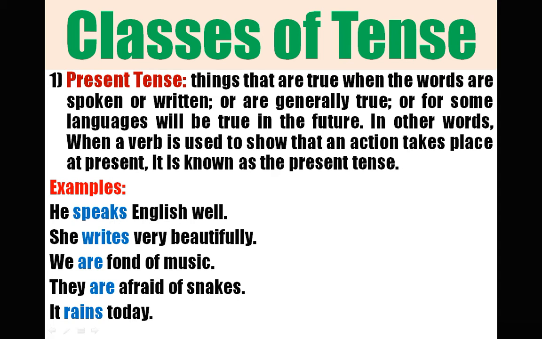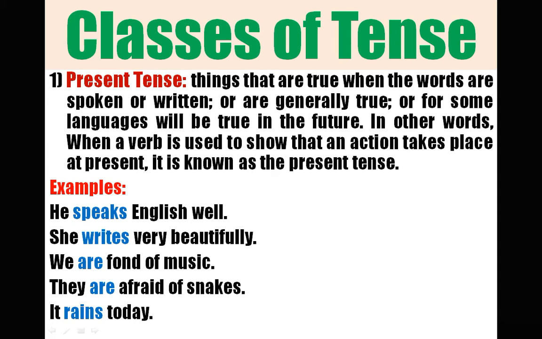Now, let's see some of the examples here. He speaks English well. She writes very beautifully. We are fond of music. They are afraid of snakes. It rains today. All these are examples of present tense. Why? Look at the words in blue: speaks, writes, are, and rains. All these indicate that the action takes place at the present, and still continues.